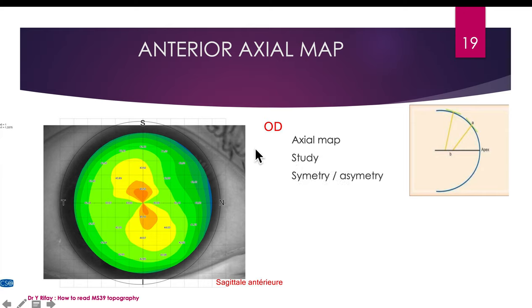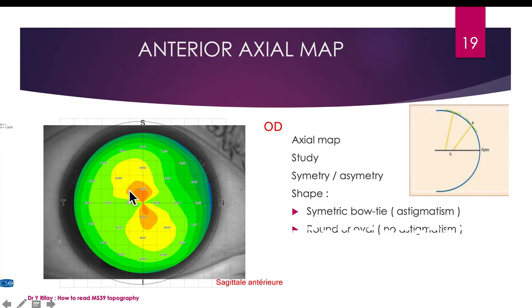So it will study, like all topographies, the symmetry and the asymmetry. The shape will be normal when there is a symmetric bow tie in cases of astigmatism, or round or oval when there is no astigmatism. And we can see the asymmetry, we can see the skewed radial axis, the skewed shape, but that will be confirmed with the SRAX meridians.